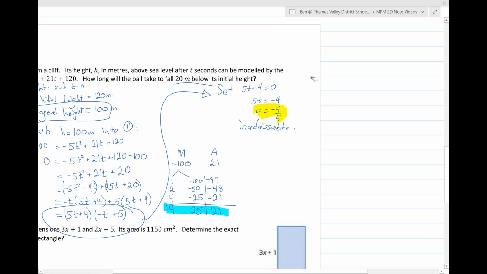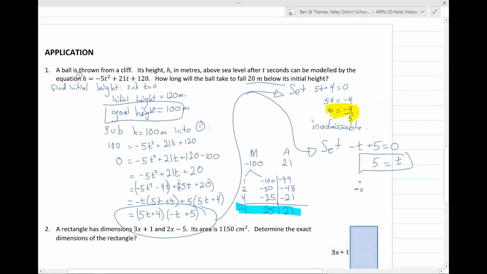So then we'll double check. We'll check our other factor. So we'll set negative t plus 5 equal to 0. We'll add t to either side, leaving us with t equals 5. This makes sense. This is a positive t value. Therefore, this only has one solution.